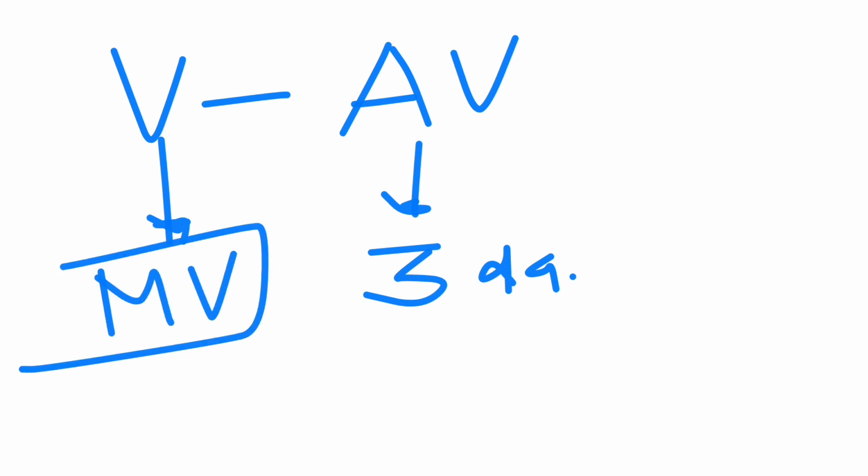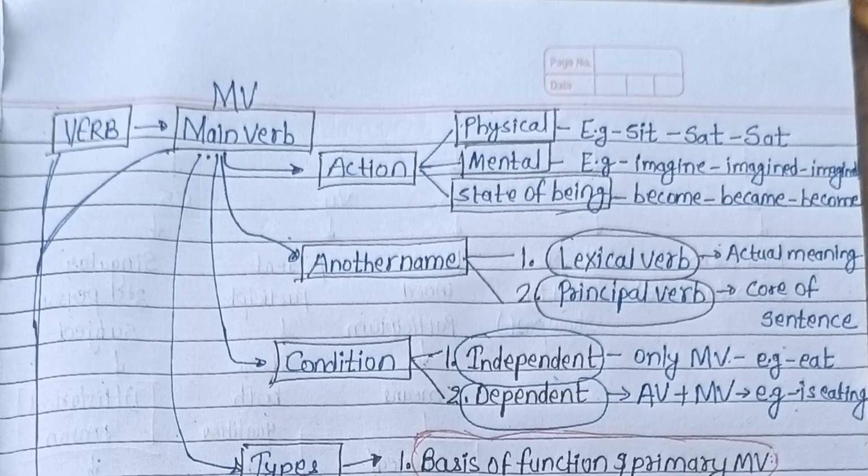From our childhood till now, when we study English, we always observe this main verb everywhere. So let us see with the help of a picture. These are verb and its second son, whose name is main verb, and main verb means action. Which types of action? Physical, mental and state of being. Physical, like sit, sat. Mental means imagine. And state of being means become, became, become.